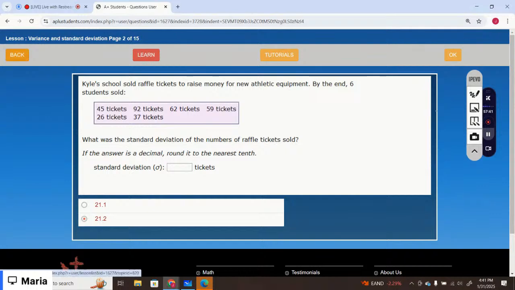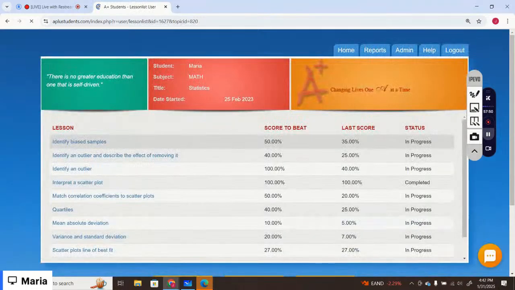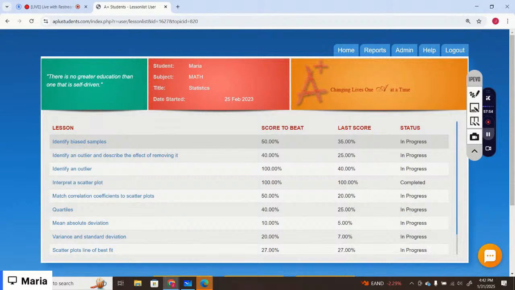Okay, you can complete the lesson by yourself later today. So we were working on grade 9 math. The chapter we were working on is statistics. The lessons we have covered today are quartiles, mean absolute deviation, and variance and standard deviation. So please make sure before the next session you complete all the practice questions for the lessons we just did.